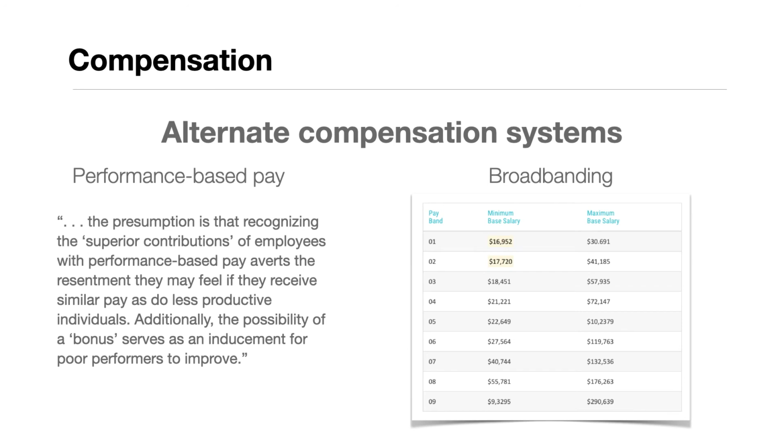Broadbanding is another common alternative pay system. Broadbanding collapses multiple pay grades into a single but broader band. The strategy here is to give managers greater flexibility over pay rates in hiring and promotion. Here is a basic view of the state of Montana's broadband system. This covers about 80% of the state employees in Montana.